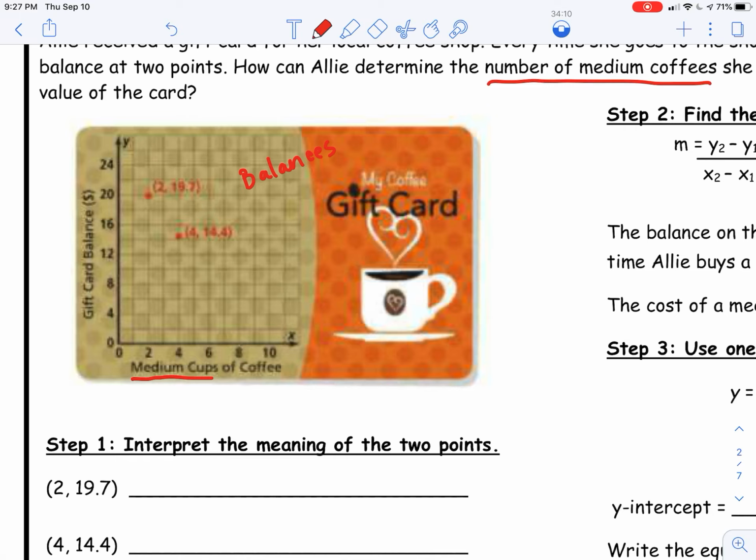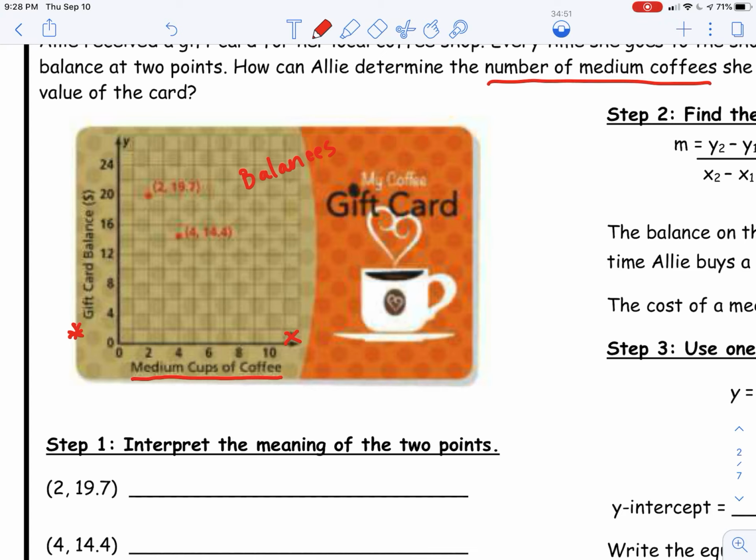The bottom here shows the number of medium cups of coffee she's ordering. So they're skipping by 2s. So here's 2 cups of coffee. As I'm down on the, we'll call this the x-axis, see where the x is here. So on the x-axis here, we have 0 cups of coffee, 2 cups of coffee, 4 cups of coffee, 6, 8, and 10. Okay, and then off on the y-axis over here, we see that the gift card balances are represented on the y-axis. So the balance is at $4, $8, $12, $16, $20, and $24. Okay, so those represent balances.